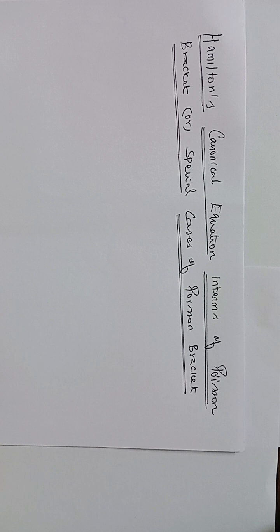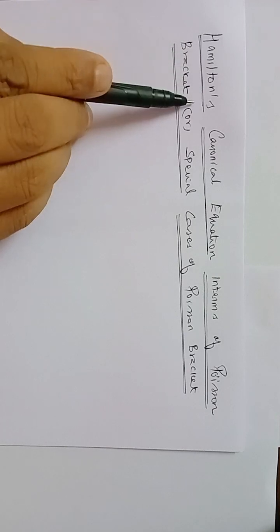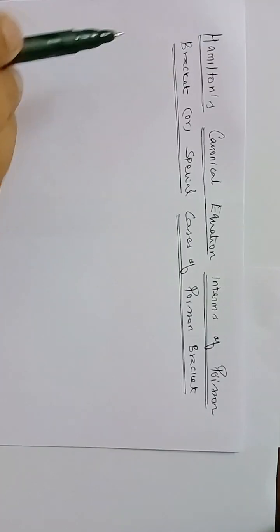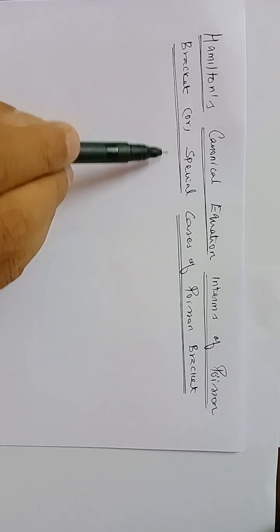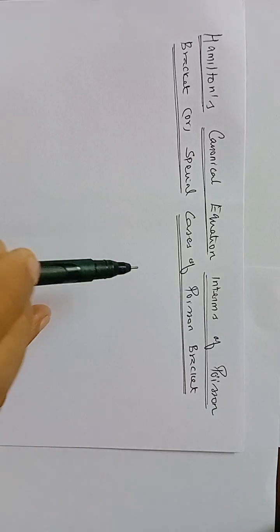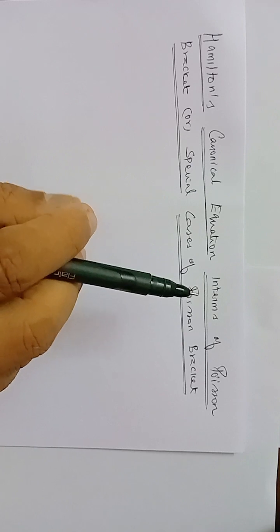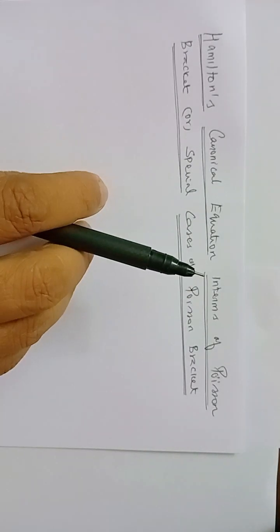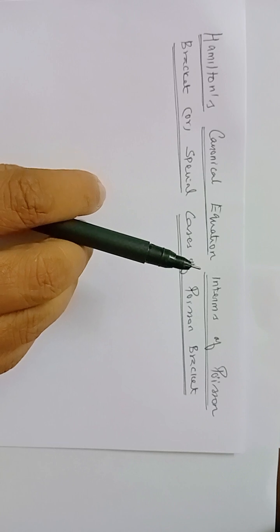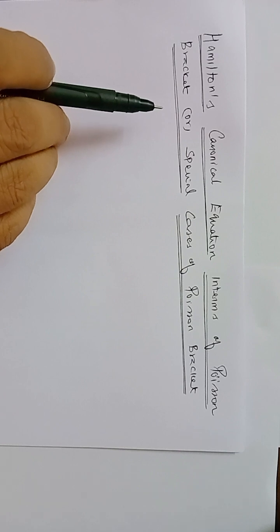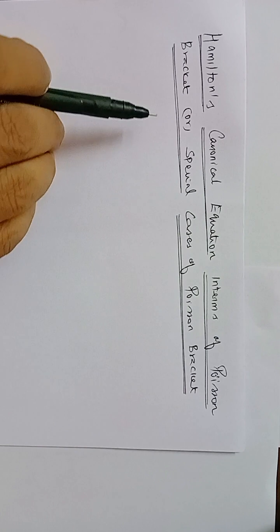Welcome to this class. In this class, I am going to teach you Hamilton's canonical equation in terms of Poisson bracket, or it is otherwise called as special cases of Poisson bracket. In the last lecture, I explained to you about Poisson bracket. A function whose Poisson bracket with the Hamiltonian H vanishes, then that function is a constant of motion. We saw already in the earlier lecture.